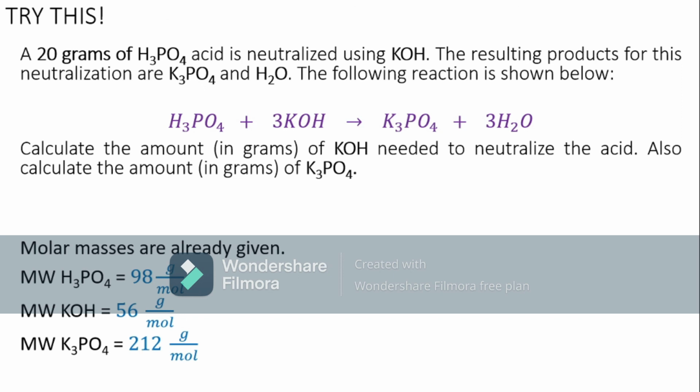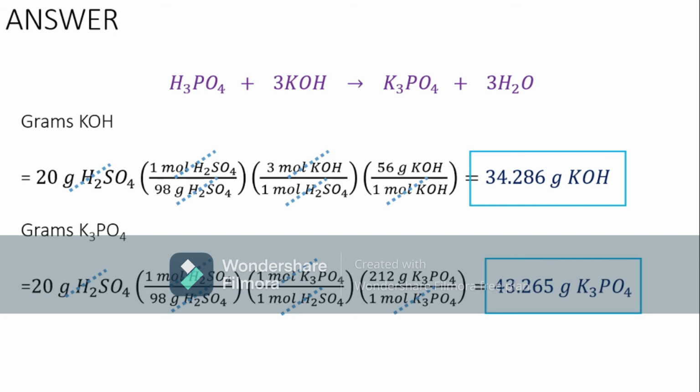Okay, then you can also try this. So two problems you can try in order for you to check if you can actually use the shortcut formula, or you can actually go with the cancellation of units or the dimensional analysis. Okay, so this is also the answer.